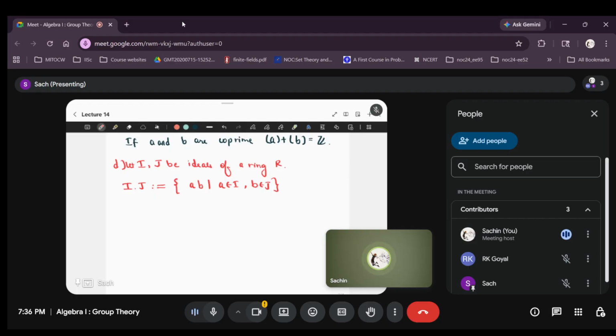But we can change this a little bit by writing it as the sum of all A_i B_i, where each A_i is in I and each B_i is in J, and this is a finite sum. Or you can write this as i equal to 1 to n, where n is some natural number. Would this be an ideal now?